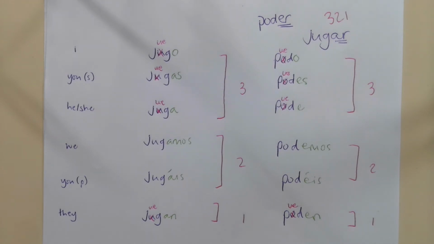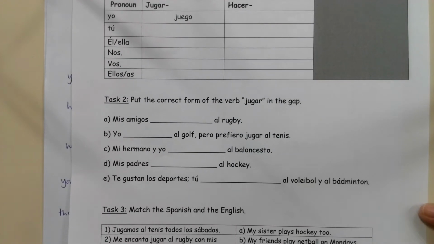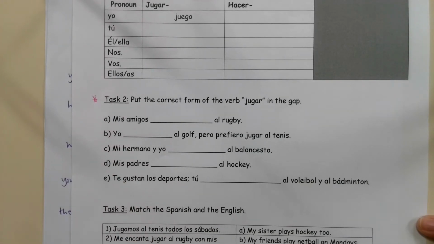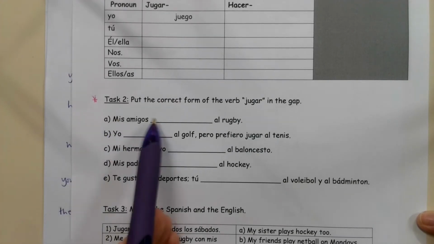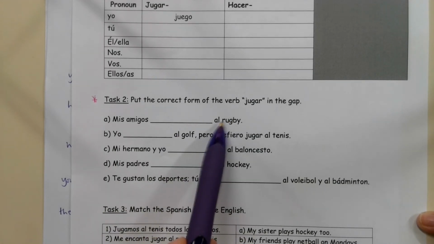What we're going to do now is just a very quick exercise just to practice using those. So I'll keep the sheet here for reference. We're looking at task 2. Now this was on your week 3 worksheet from your term 5 home learning, and we're looking at putting the correct form of jugar in the gaps. We need to know, how do we know which one of those we need? So we've got 5 sentences and we need to work out what we need. For each of them it's going to be playing something.